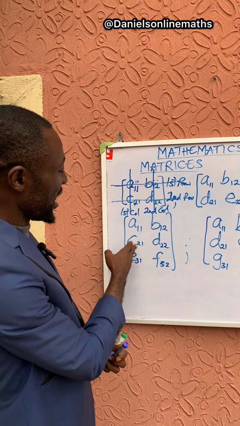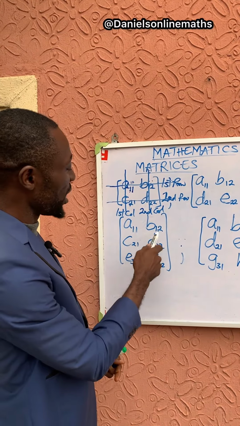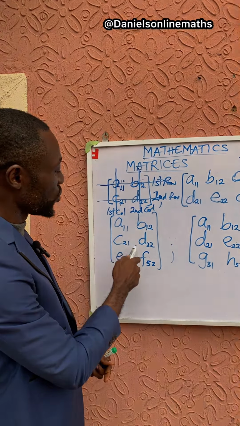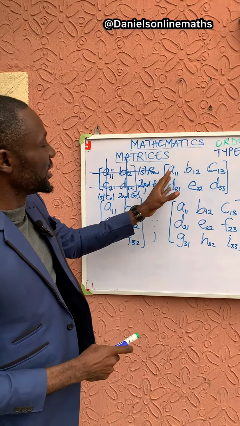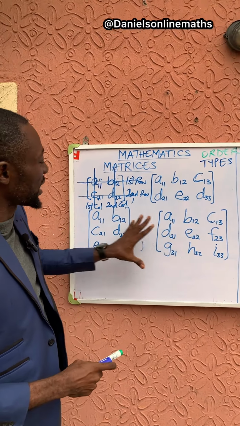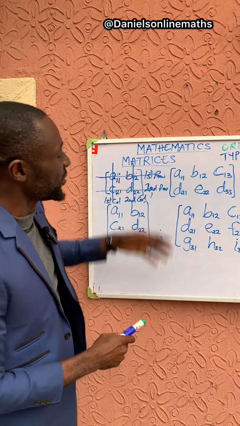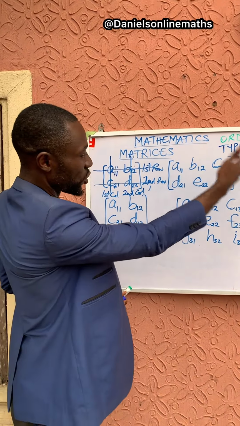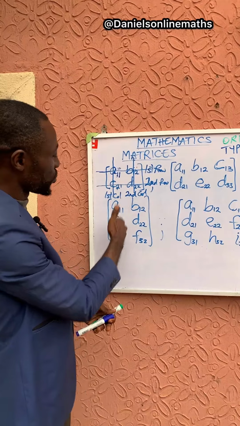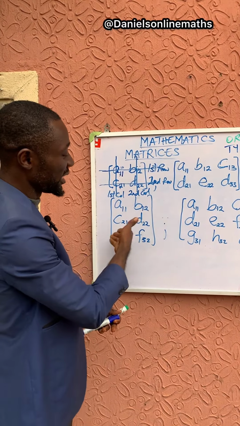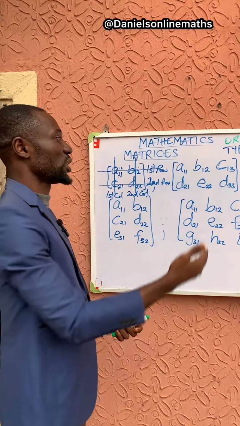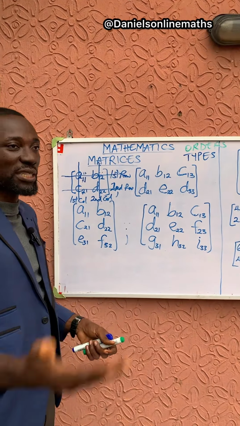Okay, so here we have A subscript 1, 1, B subscript 1, 2, C subscript 2, 1. What we have here now is showing us different forms that we can arrange our matrix systems. You can see here we have 2 rows and 3 columns. Here we have two columns and 3 rows. And this now takes us to what we call orders of matrices.